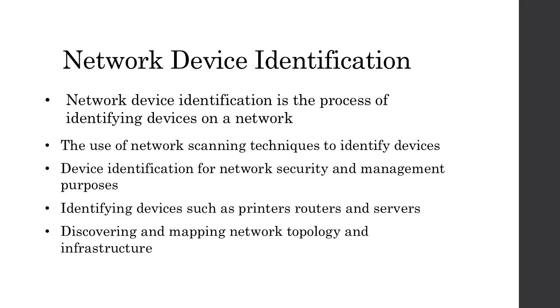Here's a simple explanation. Imagine you are trying to find all the computers, printers, and routers that are connected to your home internet network. Network device identification is like creating a map of who's on your network and what they are. Think of it like this: when you invite friends over for a party, you want to know who's there and what they brought, like food or drinks. Similarly, network device identification helps you see which devices, like computers or printers, are connected to your network and what kind of role they're playing. This information is useful for managing and securing your network.